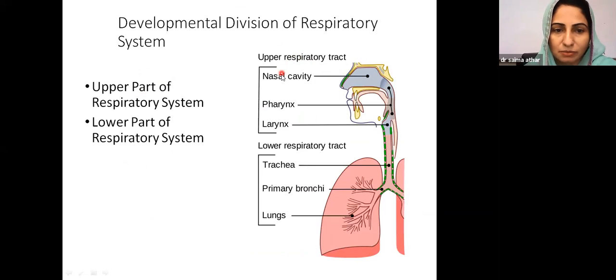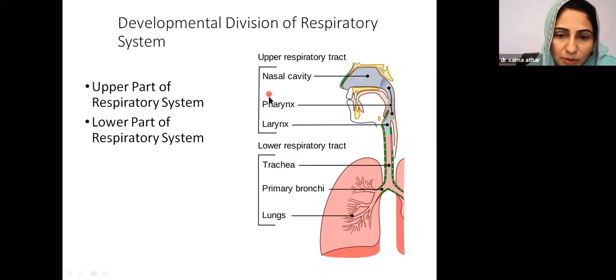the respiratory system as a whole is divided into two parts. One is the upper respiratory system, which is up to the larynx, and the lower respiratory tract starts from the trachea towards the bronchi, and then the alveoli, and ultimately where the blood and gas exchange is taking place.